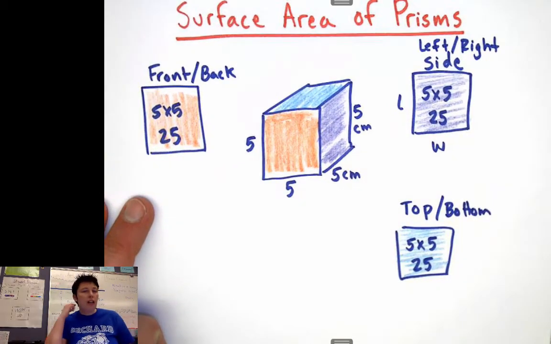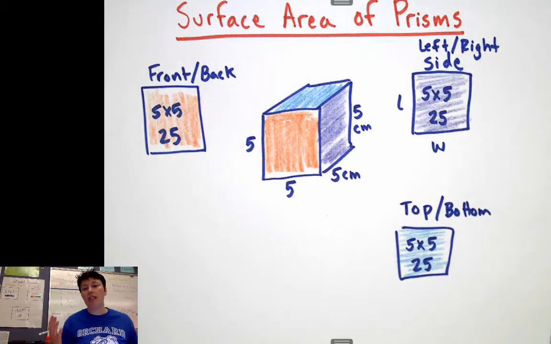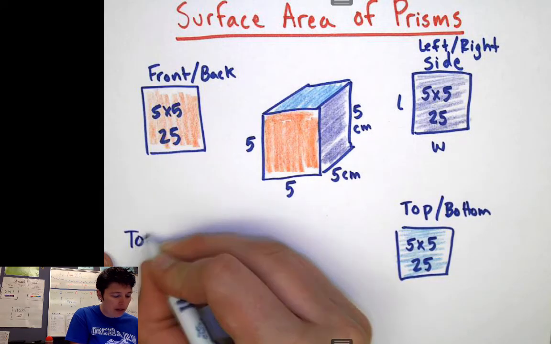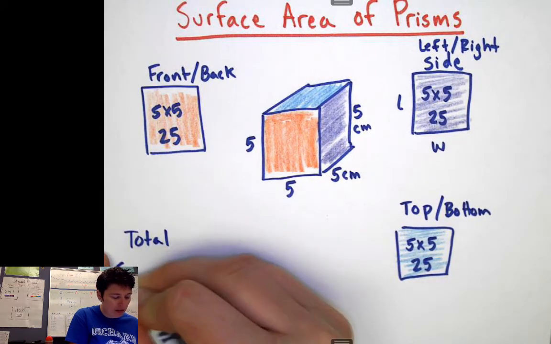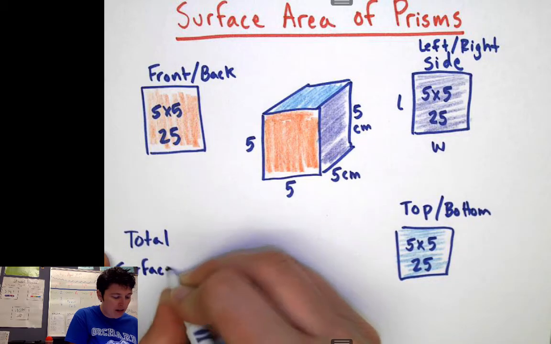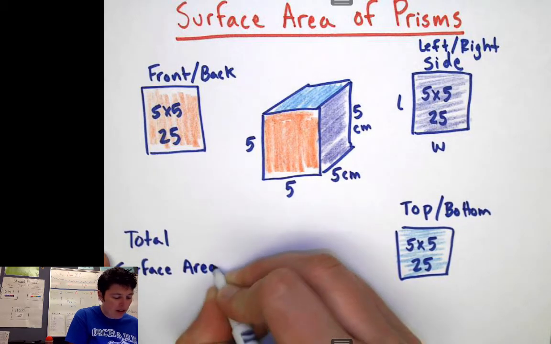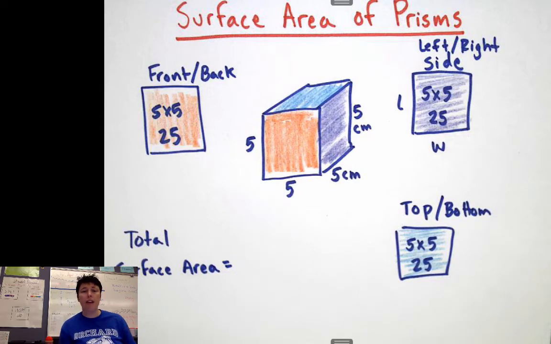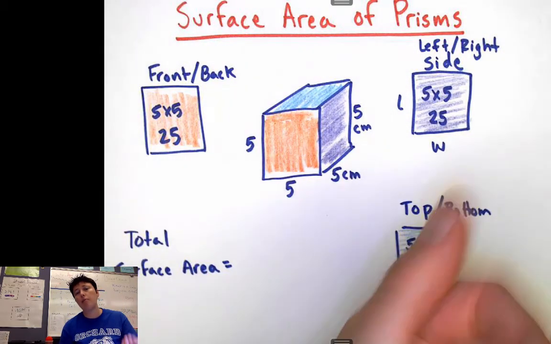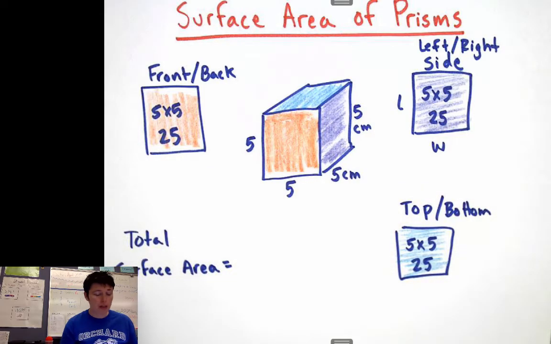Which means if my job is to find the total area of the entire dice, of the entire box, then I'm going to call that total surface area. Total surface area. I'm going to be adding up the area of the front, the back, the left, the right, and the top and the bottom. I'm going to add up all of those areas.